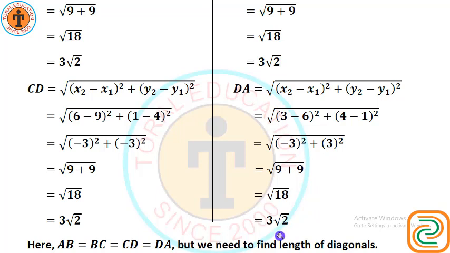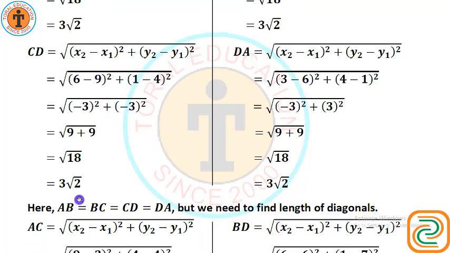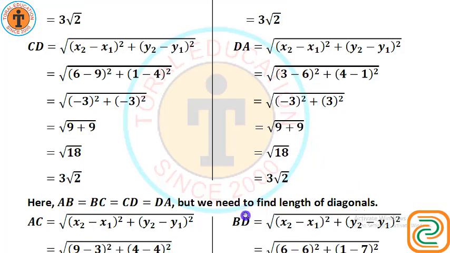Friends, practice well before going to give your exams. I have practiced this and you will have to practice. Here AB equals BC equals CD equals DA, but we need to find the length of the diagonals, right? So AC and BD are diagonals.